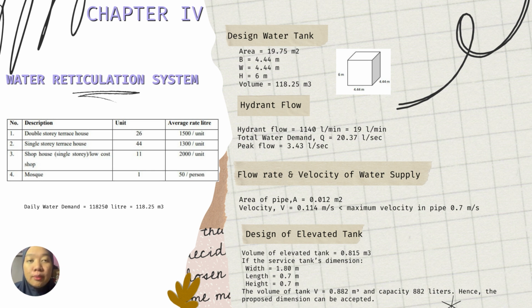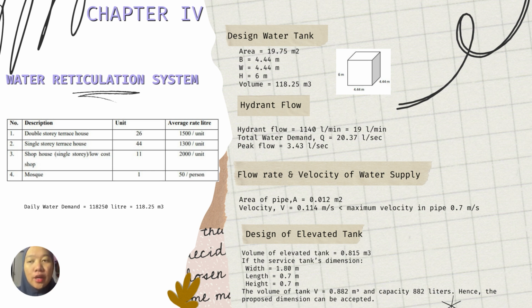For daily water demand, we need 118.25 meter cube. For hydrant flow, our hydrant flow is 19 liter per minute. Total water demand is 20.37 liter per second, and our peak flow is 3.43 liter per second. For flow rate and velocity of water supply, our area of pipe is 0.012 meter square, and our velocity is 0.114 meter per second.